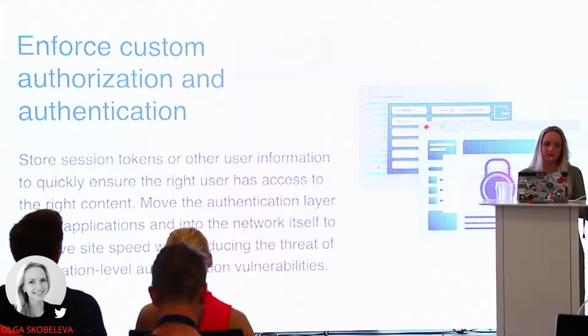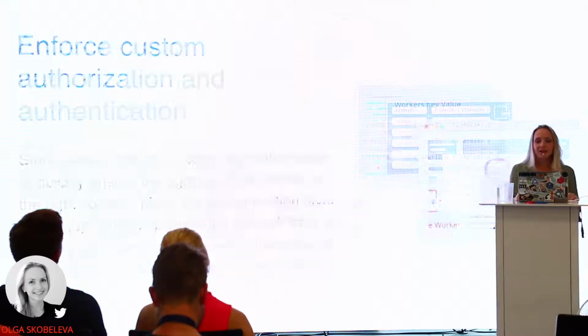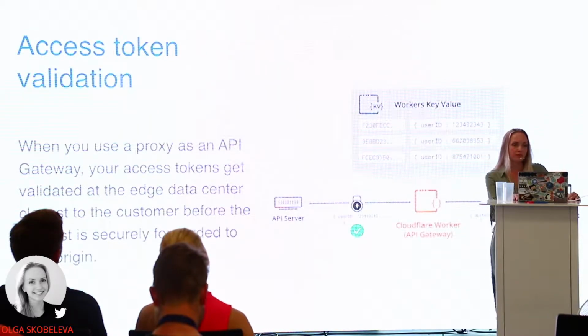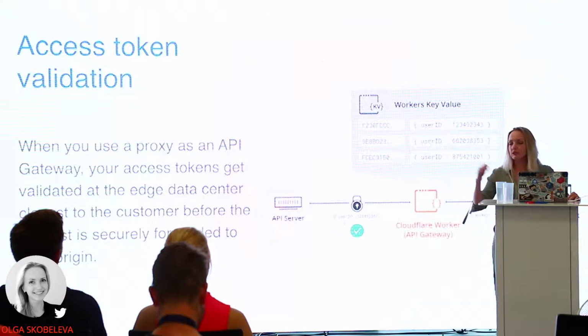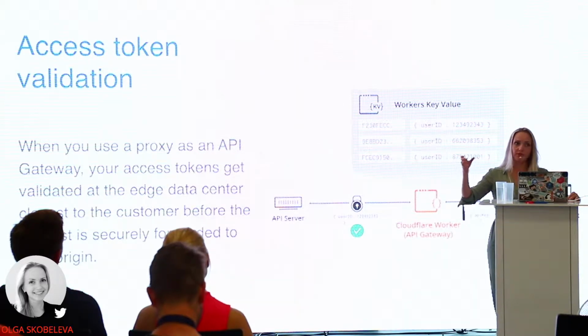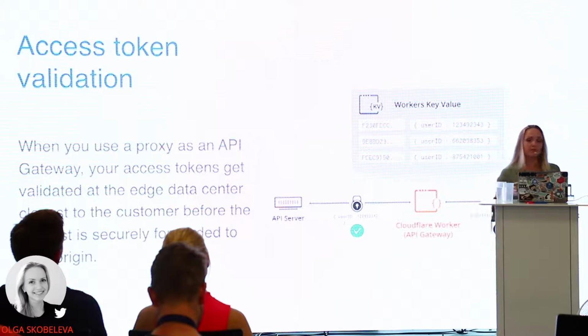Right, the second one is personally my favorite, the custom authorization and authentication. One of the smallest examples is access token validation. So you can build an API gateway easily. By default, workers are actually stateless. But if the requests keep coming, we can still have the worker, the isolate, in memory, so we can reuse it, so it can be stateful for a little bit, but then it can be killed at any point of time, right?